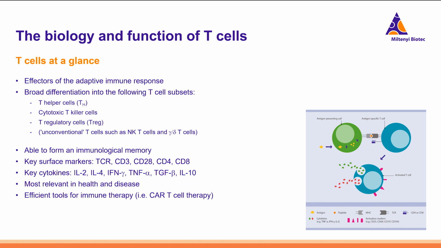To exert their function as effectors of the immune system, T cells release cytokines to communicate with their environment and to cause various effects, such as promoting inflammation. These cytokines include interleukin-2, interleukin-4, interferon gamma, tumor necrosis factor alpha, transforming growth factor beta, and interleukin-10. T cells are most relevant in both maintenance of health as well as fighting diseases. Last but not least, these properties make T cells ideal tools for immunotherapy, where T cells, for example, are genetically modified as CAR T cells to attack cancer specifically.